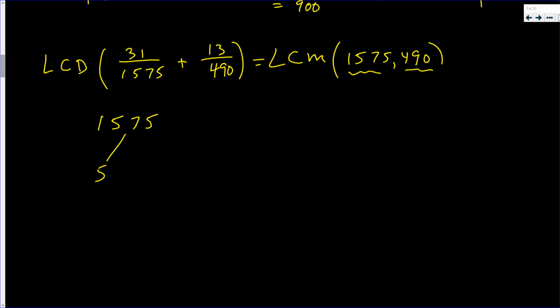Now you can say 5 goes into it. 5 goes into 1500 300 times, and 5 goes into 75 15 times. So 315. If you didn't know that, not a big deal. Do the long division.